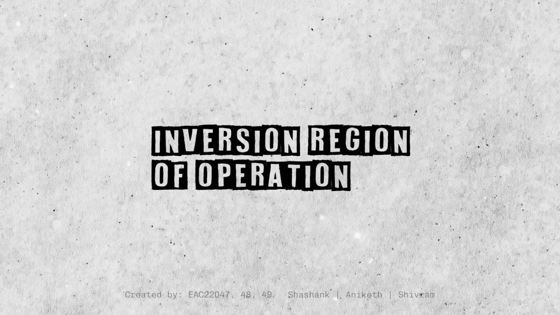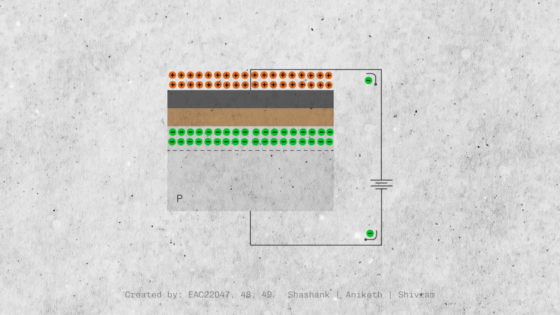Inversion region of operation. The inversion region of operation occurs only after the depletion region of operation. As the recombination stops, the electrons start accumulating near the oxide semiconductor interface, which is the depletion region, thus acting as the majority charge carriers, and thus this region becomes N-type. As we move from the bottom to the oxide semiconductor interface, the substrate becomes N-type.